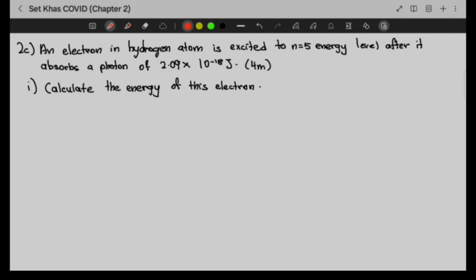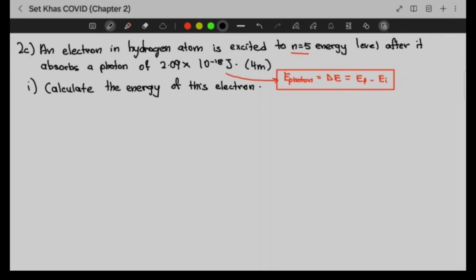An electron in hydrogen atom is excited to n equals 5 energy level after it absorbs a photon of 2.09 times 10 to the power of negative 18 joules. So this is actually the energy of photon, and the energy of photon is equal to the energy difference, which is equal to the final energy minus the initial energy. Keep in mind of this information always. So let's have a look at C1.